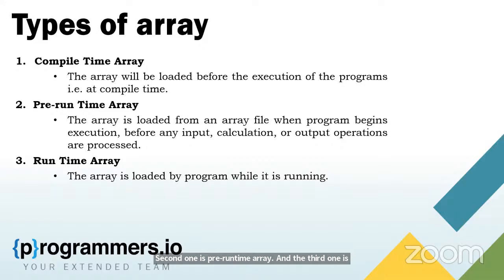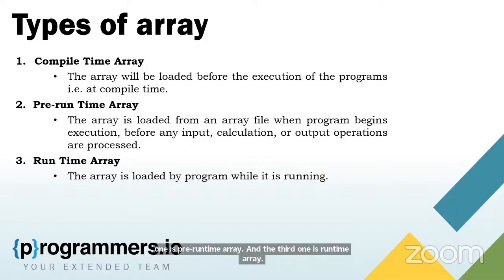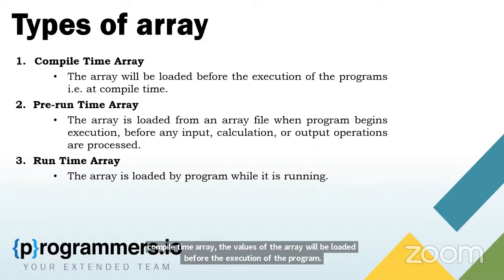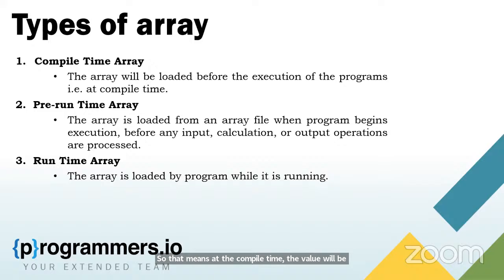For the compile time array, the values of the array will be loaded before the execution of the program. That means at the compile time, the values will be loaded. In pre-runtime, we will be using an array file so that whenever we want to use the array values, we can use them in the program. And the third one is a runtime array. For this, the values will be loaded at the time of execution, or we can say when the program is running. So let's see all this in detail.